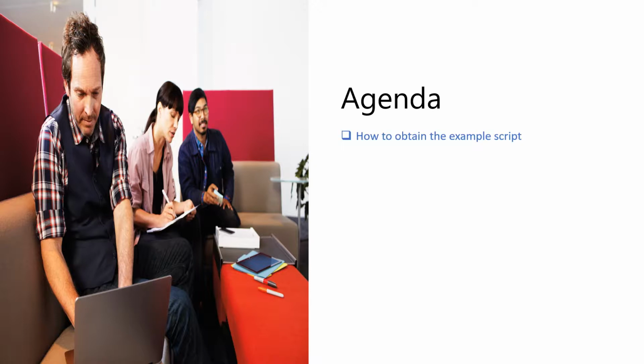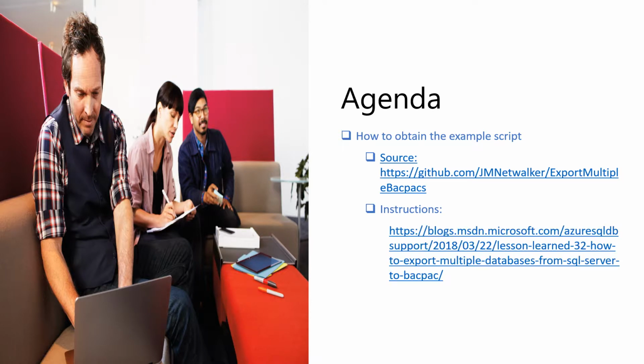So in our agenda, we already have 3 points. First of all, how to obtain the script, which you can find in this location, GitHub. Another piece of information that you have is the instructions. You can follow these instructions in this blog or article. Second, we are going to explain how to configure the parameters. And finally, we are going to run the script and show you the results.